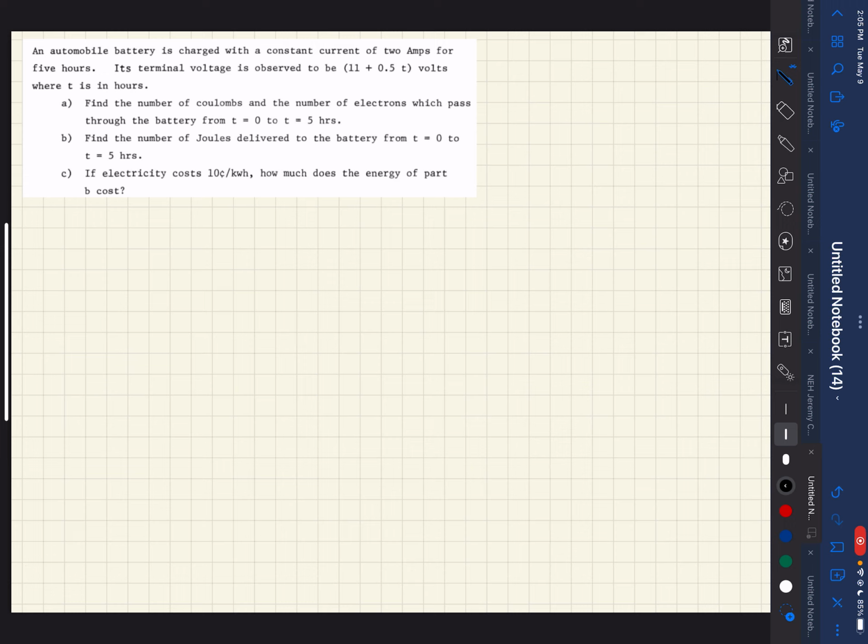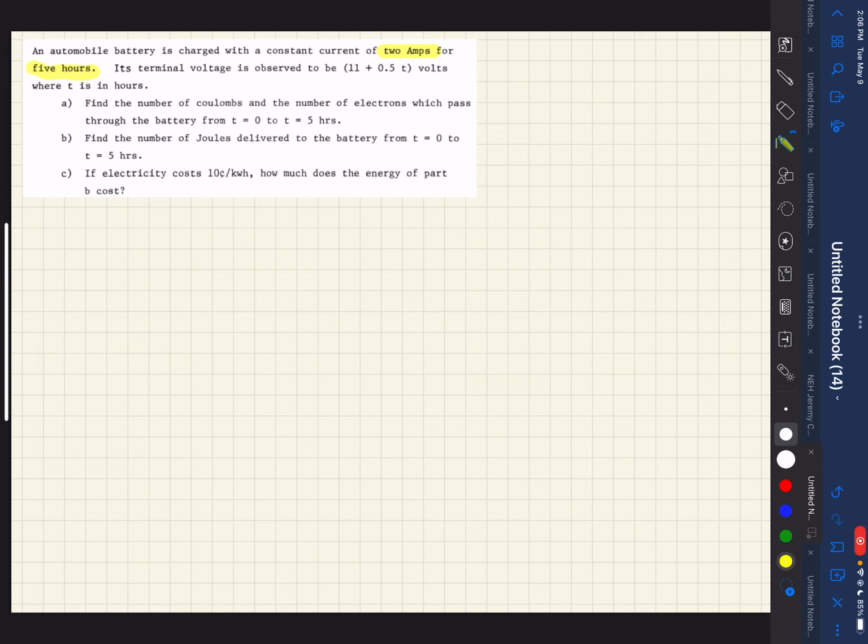So in this example, we're going to be dealing with an automobile battery, and we're going to be charging it. And so when we charge it, we have a constant current flow to the battery of 2 amps. And we're going to look at this for a time frame of 5 hours. So 2 amps for 5 hours.